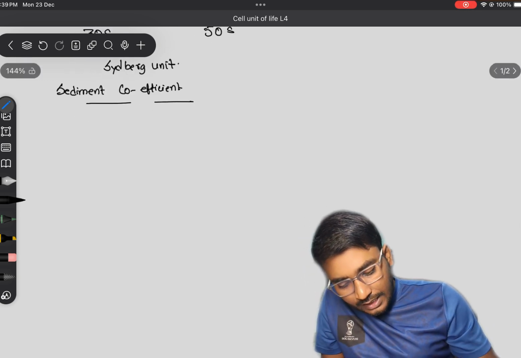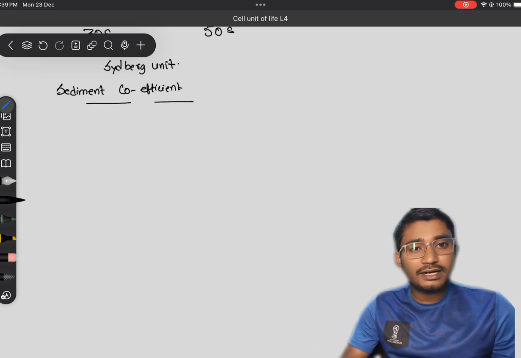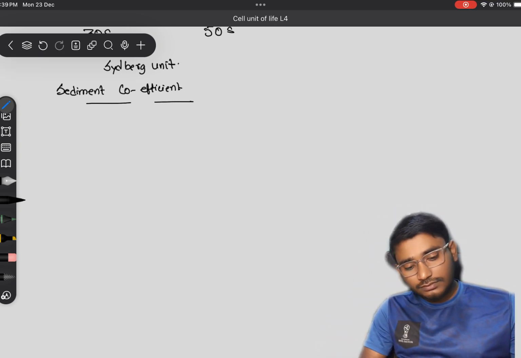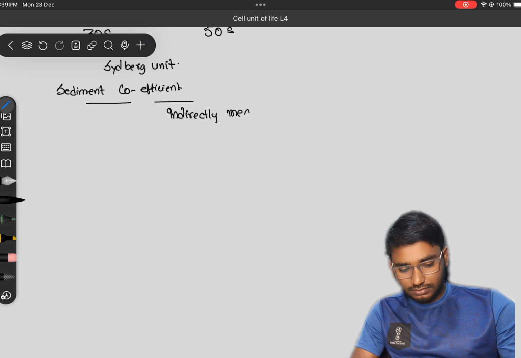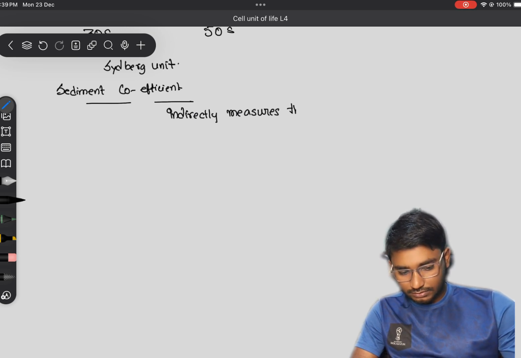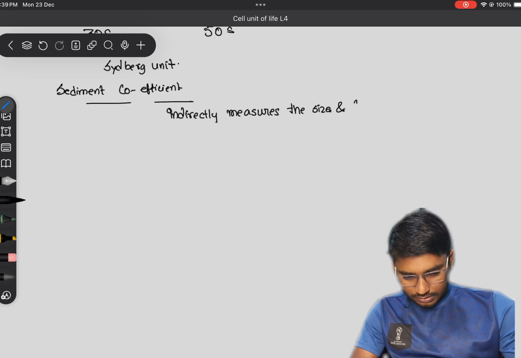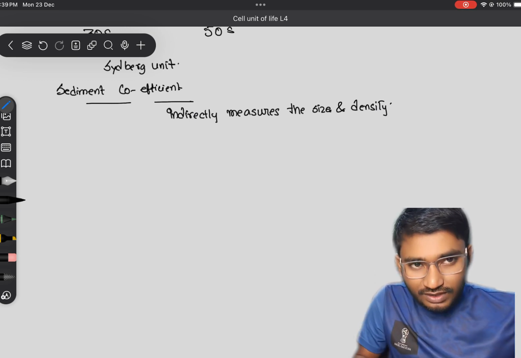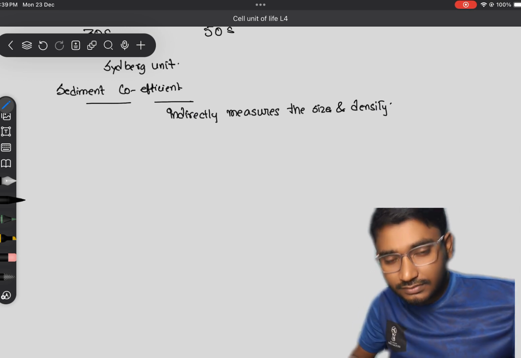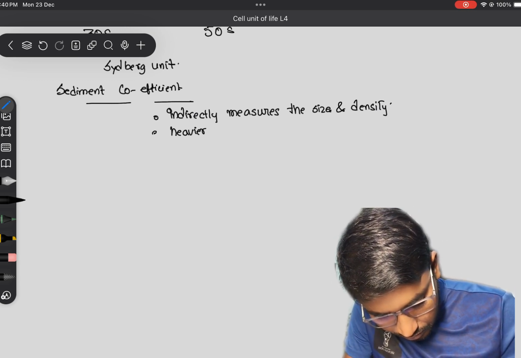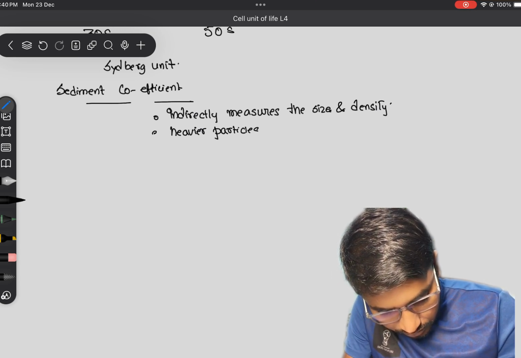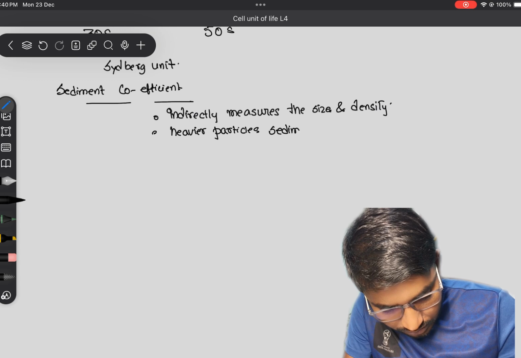The sedimentation coefficient indirectly measures the size and the density. So I can write: indirectly measures the size and density. The heavier the particle, the faster it sediments. Heavier particle sediments faster. Okay.